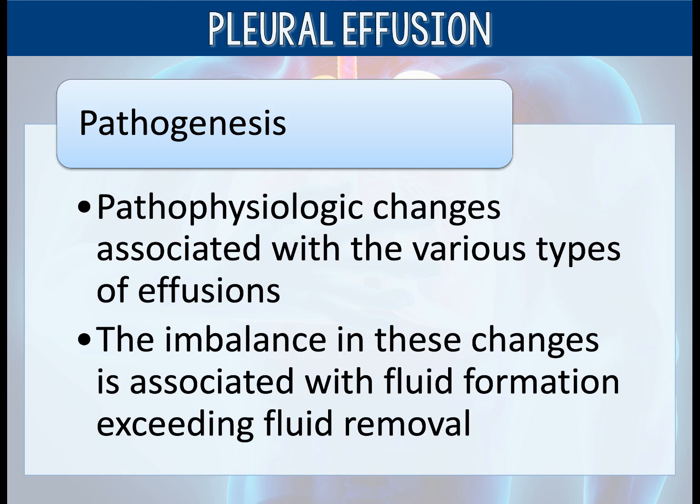How does this happen? Well, with pleural effusion, there are changes that happen, and the imbalance in these changes is associated with fluid formation exceeding fluid removal. What does that mean? The fluid accumulates in the pleural space faster than we can absorb it. So when there's pus in there, of course, you're going to have to treat that infection. But if it's just fluid, somehow it's building up in the pleural space so fast that the body doesn't have the chance to absorb it.